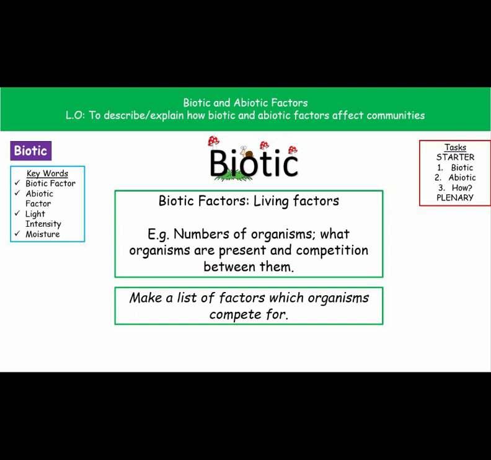So when you come to actually write out your revision notes, or however you do it, flashcards, then actually adding little images that just help trigger that link in your mind can really help out. So obviously on that one you can see I've put little snails and plants and things like that, anything that's living. So what I need you to do is, in your books, write down the definition of biotic factors, write down the examples I've given you there, and then I want you to make a list of factors which organisms would compete for. So I'll give you a couple of minutes to get that done.